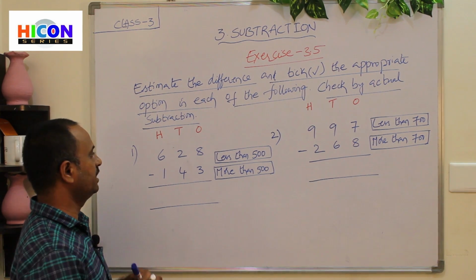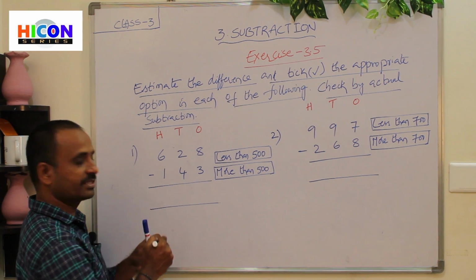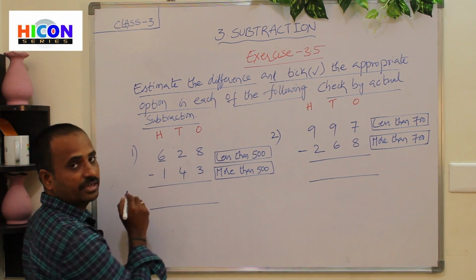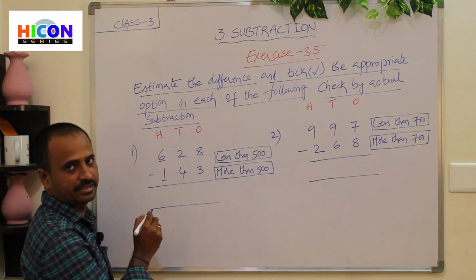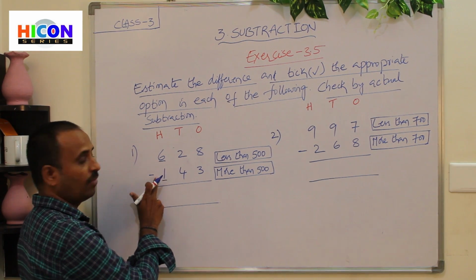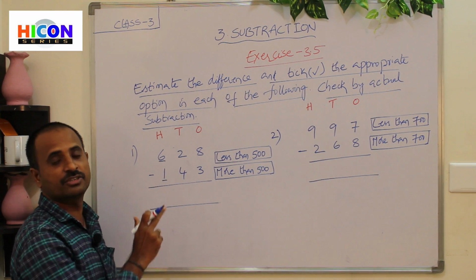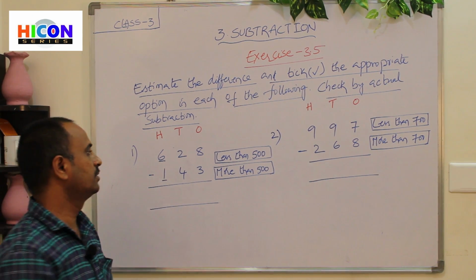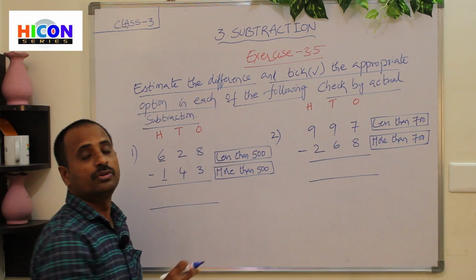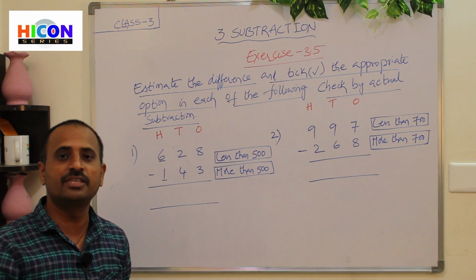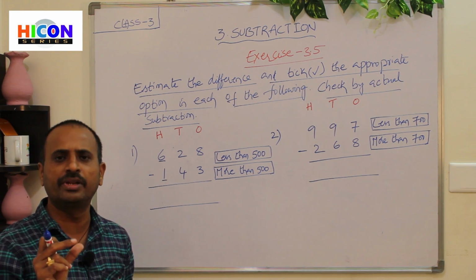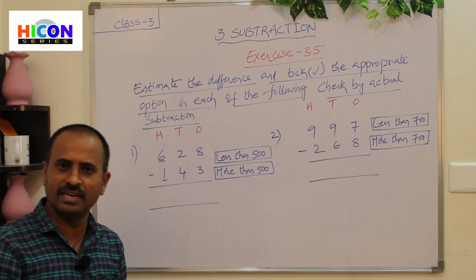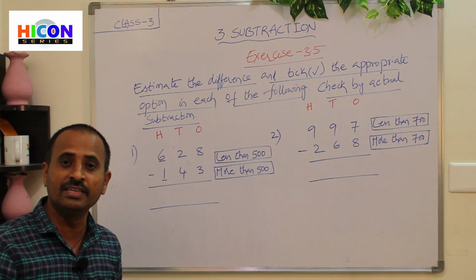So let us estimate whether the difference is less than 500 or more than 500. Let us see in the hundreds place, how many hundreds are there here? 6 hundreds are there, and here 1 hundred is there. So if we subtract 1 hundred from 6 hundreds, how many hundreds will we get? 5 hundreds. So for estimation, children, remember this point, the simple trick we have to follow is, we can easily estimate the difference whether it is less than or greater than 500.